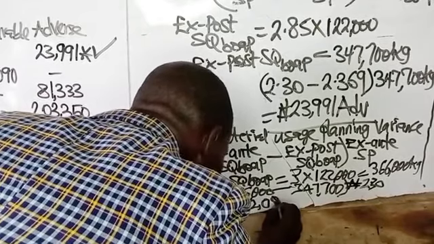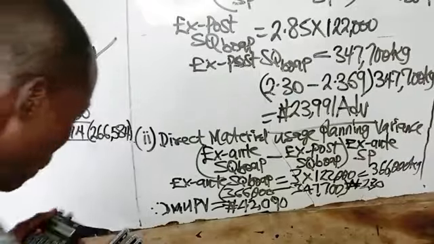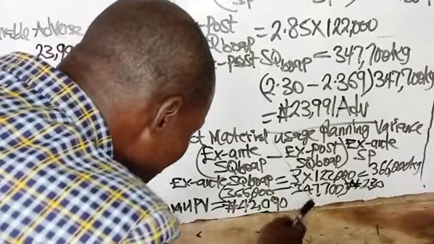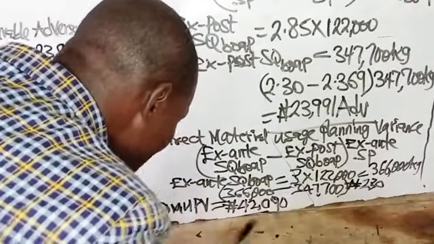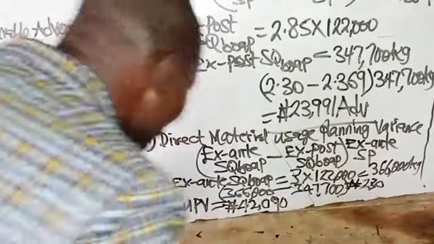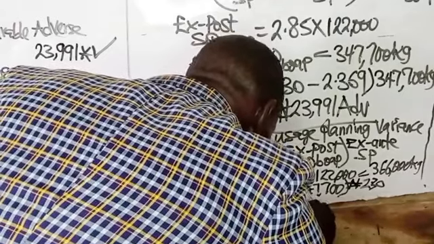42,090. Is this favorable or adverse? You planned to use 366,000. You did use 347,700. So this is greater than this. Less is used. That is to show that this is a favorable variance. This is favorable.